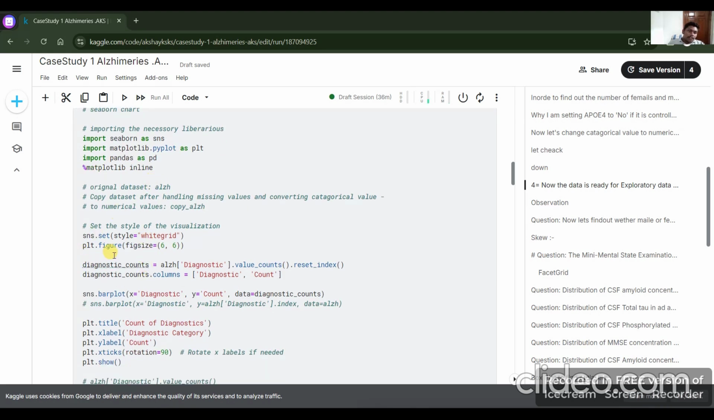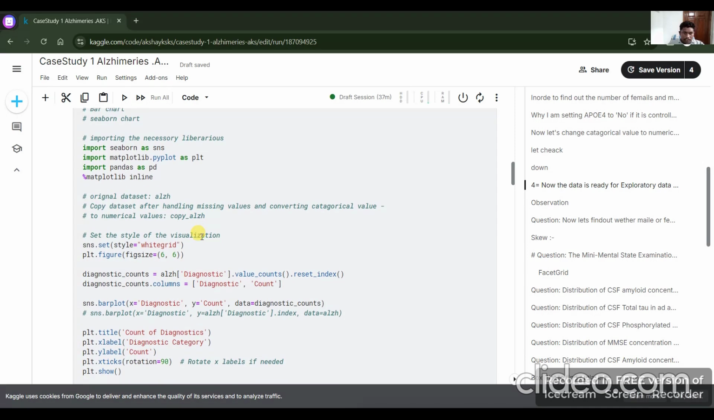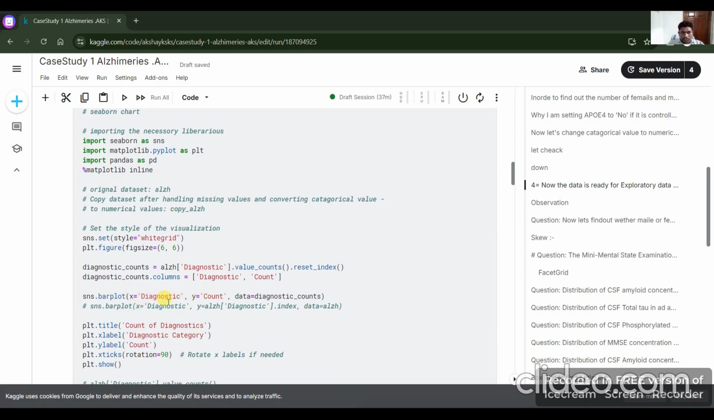Plot figure style visualization. Style whitegrid, figure size 6, 6. And then diagnostics count is diagnostics value_counts, reset_index, with the diagnosis_count column equal to diagnostics count. Then sns.barplot: we plot the bar plot with x equal to diagnostics, y equal to count, data equal to diagnostics count.